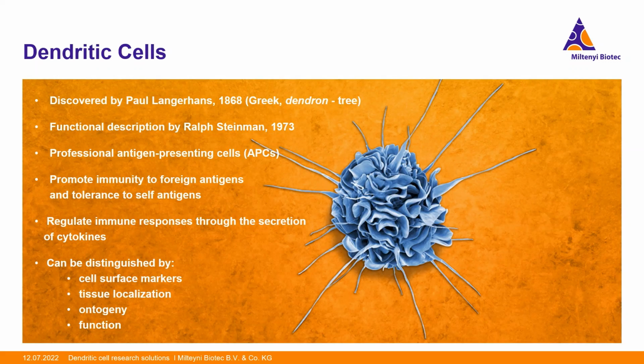Dendritic cells were discovered by Paul Langerhans in 1868, and their function was described by Ralph Steinman in 1973. So these cells are professional antigen-presenting cells that on one hand promote immunity to foreign antigens, and on the other hand are capable of inducing tolerance to self-antigens. Dendritic cells can regulate the immune response by secreting pro- and anti-inflammatory cytokines. And these cells come in different flavors and can be differentiated based on different factors, including the expression of cell surface markers, tissue localization, ontogeny, and their functional specialization.